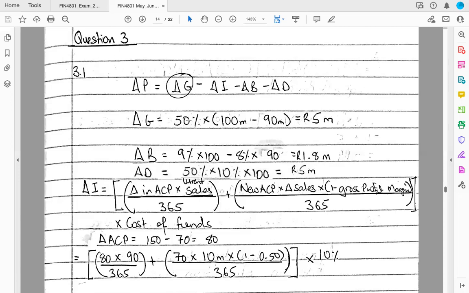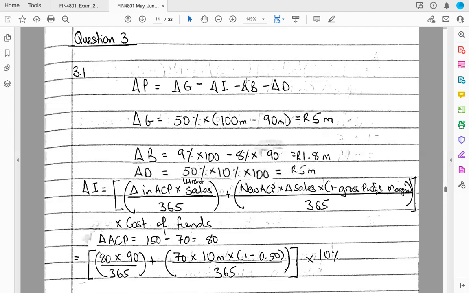So firstly, the change in gross profit. This one, we simply take our new sales minus our existing sales to get the change in sales. Then we multiply by our gross profit margin. So clearly we can see that if our sales went up from 90 million to 100 million, multiplied by the gross profit margin of 50%, it means that our gross profit went up by 5 million. So when we substitute 5 million into our formula, we'll substitute it as a positive.